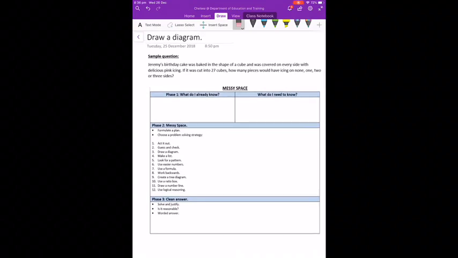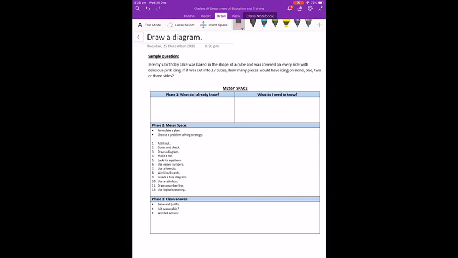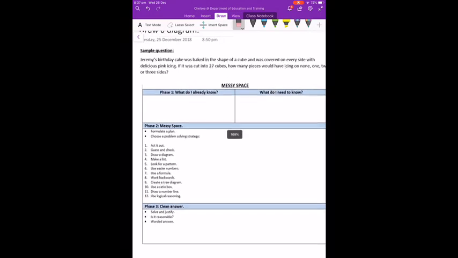Today we're going to look at the draw a diagram problem solving strategy using the messy space framework. I'm going to start by reading the sample question. Jeremy's birthday cake was baked in the shape of a cube and was covered on every side with delicious pink icing. If it was cut into 27 cubes, how many pieces would have icing on none, 1, 2 or 3 sides?